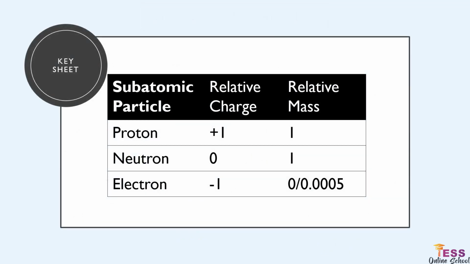This key sheet or table is important for you to learn. It summarizes all the properties of subatomic particles that you need to know for your exams. So for example, the 3 subatomic particles you need to be aware of are protons, neutrons, and electrons. For protons, the relative charge is +1 since it's positive, and the relative mass is 1. For neutrons, there is no charge, so it's 0, and the relative mass is 1. For electrons, the charge is -1 since it's negatively charged, and the relative mass is 0 or 0.0005, as electrons are very small, so its mass is negligible.